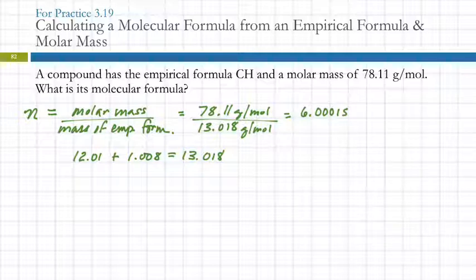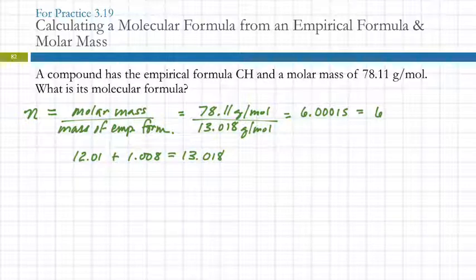0.00015. You should always get very close to a whole number here. There will not be any multiplying here. You should get a whole number. If you're not getting a whole number, then something went wrong. So N is 6.